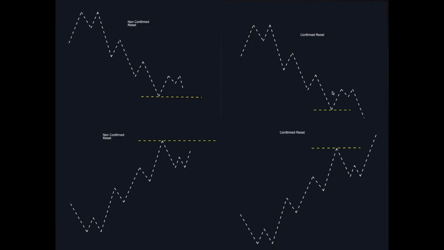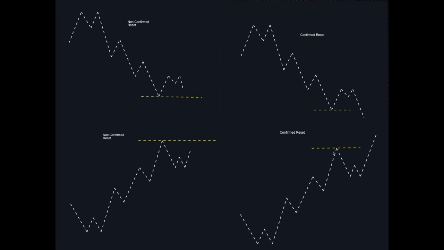Now, let's talk about confirmed resets. Here we have a confirmed reset. The 3 levels, we're at level 3 here. We're going back up to do level 1, and we create an M, and we break that level. Once we break this level, this right here is our reset. And then we continue on to the levels, either 3, 4, 1, 2, whatever the case may be. But this is your reset here. So you have to recount the levels after this reset.